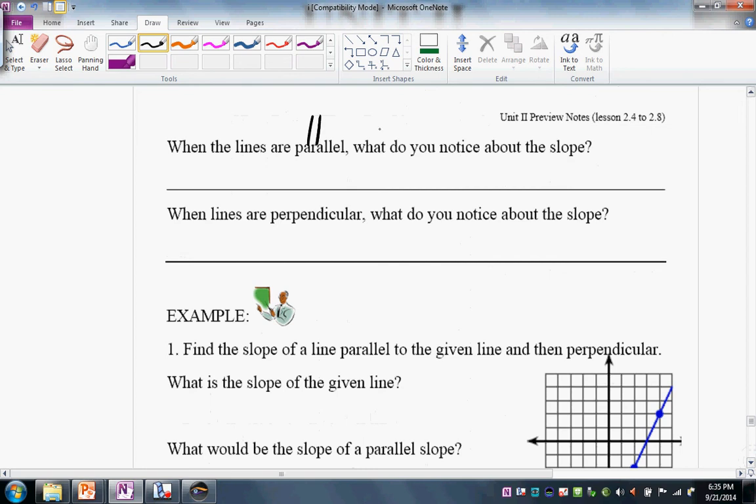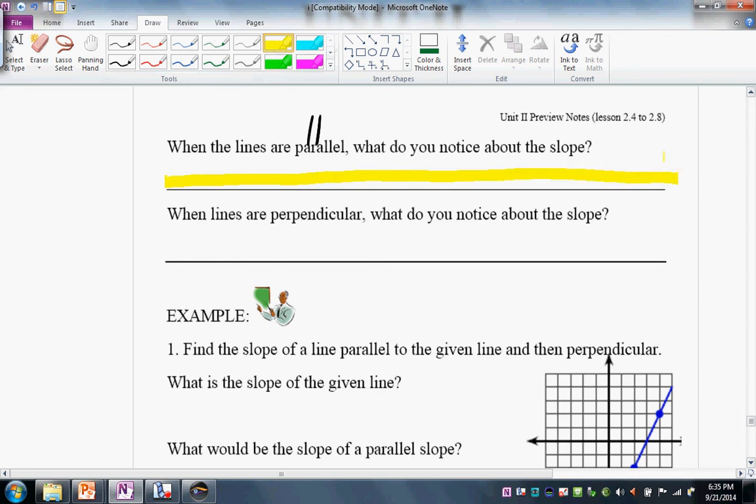So when lines are parallel, I'd like you to summarize in your own words. I'm not going to write that in for you. I expect to see you write something in there yourself. Summarize. When lines are parallel, what do you notice about the slope? And when lines are perpendicular, what do you notice about the slope? I'm not going to fill that out for you. I want you to come up with something on your own.